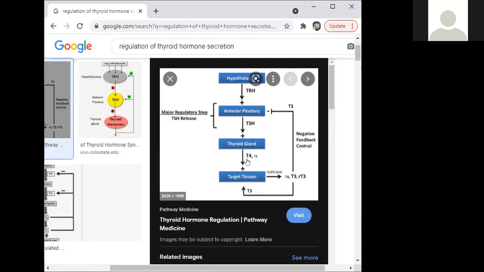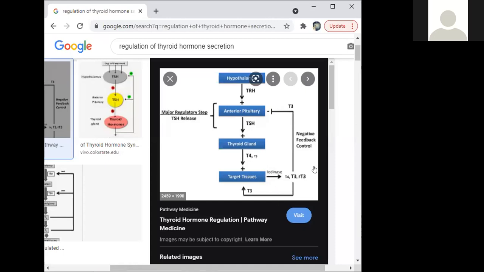Once you have made T4 and T3, and the levels go up and you have enough, T3 is able to exert what we call a negative feedback on the anterior pituitary. It tells it that we have enough T4 and T3, so do not make any more TSH. The anterior pituitary gets this feedback and stops making TSH, and then we are okay.